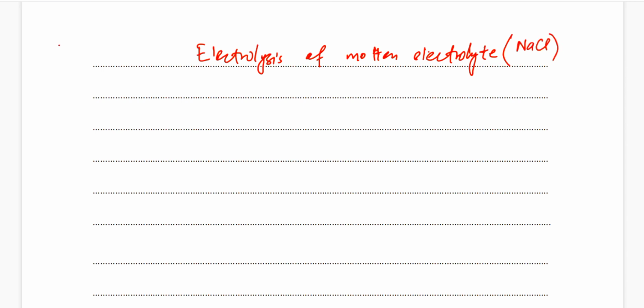Okay, so now we have an electrolytic tank over here in which the electrolysis takes place, and it contains the molten electrolyte, that is sodium chloride. Okay, this is in the liquid form. Normally at room temperature it is in the solid form, but when it is heated up to 801 centigrade, then it becomes liquid, so molten NaCl.